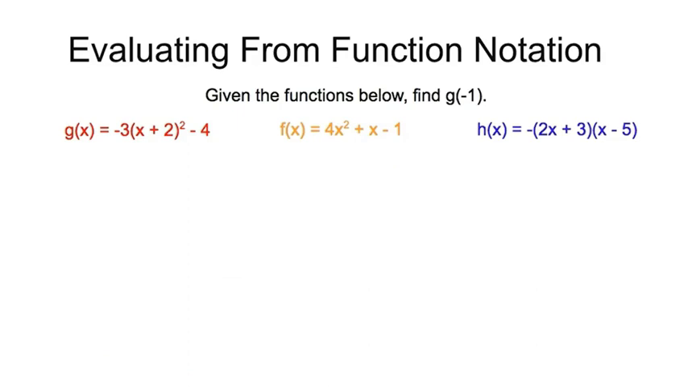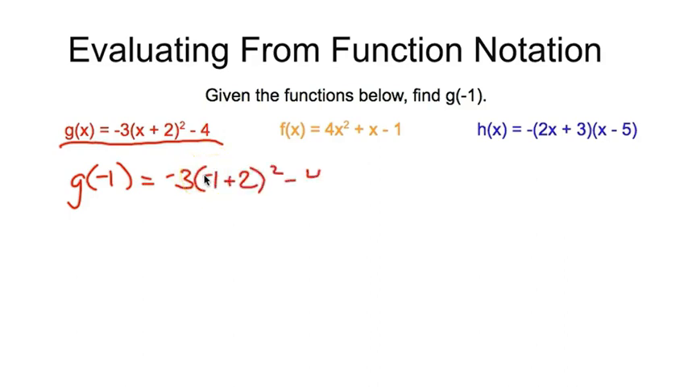Let's look at another. Now I want g of negative 1. So the g tells me that I'm looking at this function, and when the x value is negative 1, I can replace all the x values in that expression to find out what the y value is. So I would have negative 1 plus 2 squared minus 4. Notice again, I'm writing down every step. I don't want to lose anything in between here. So first I would evaluate everything in parentheses. Negative 1 plus 2 would of course be 1.